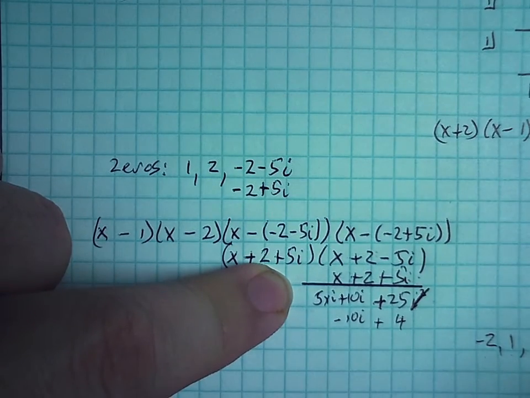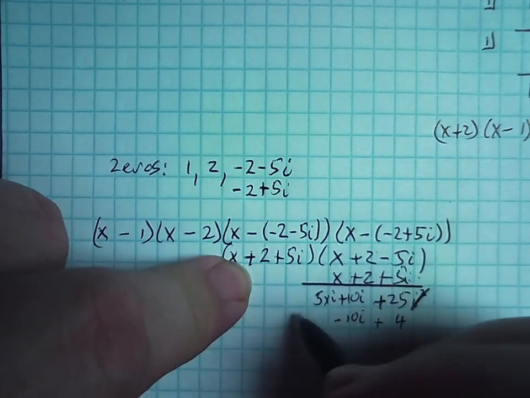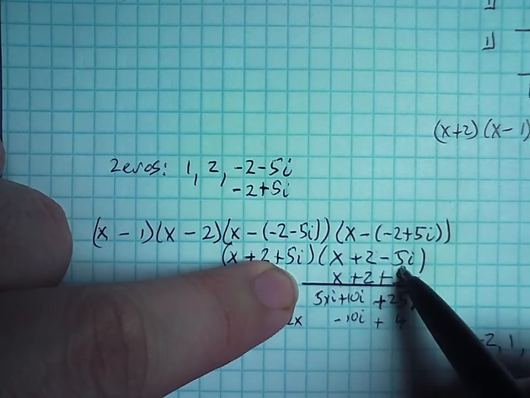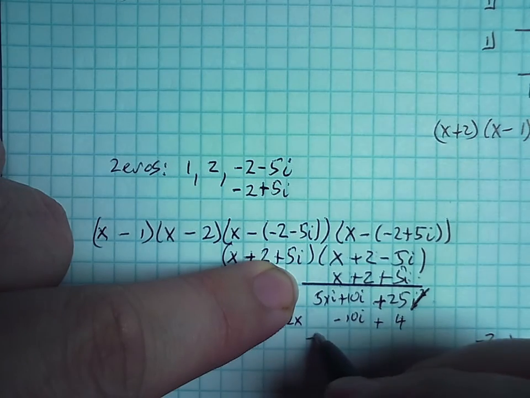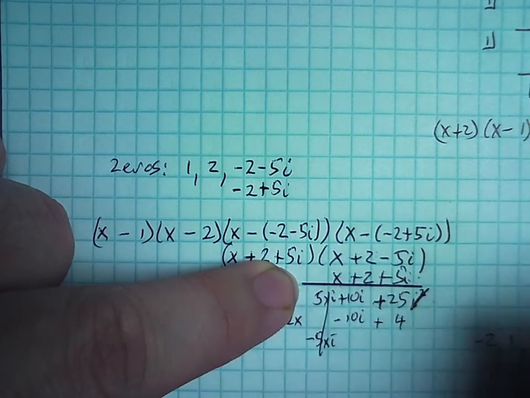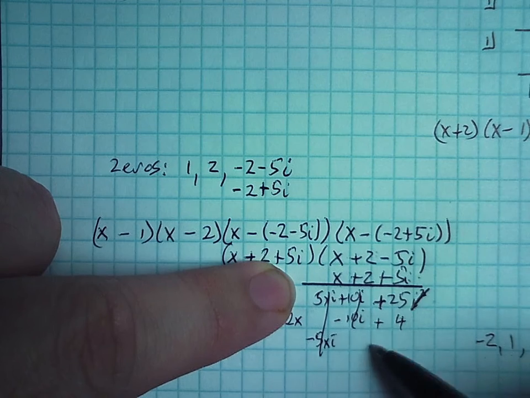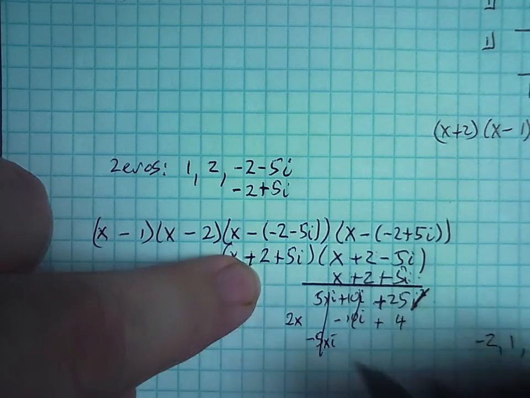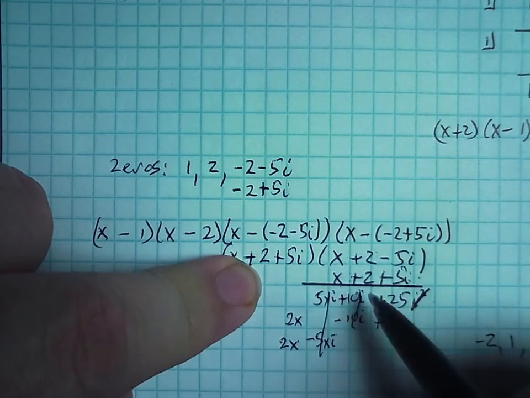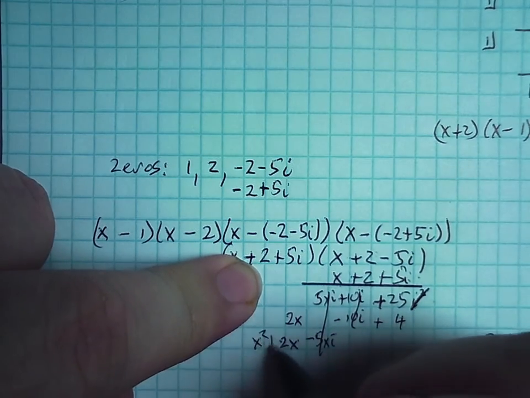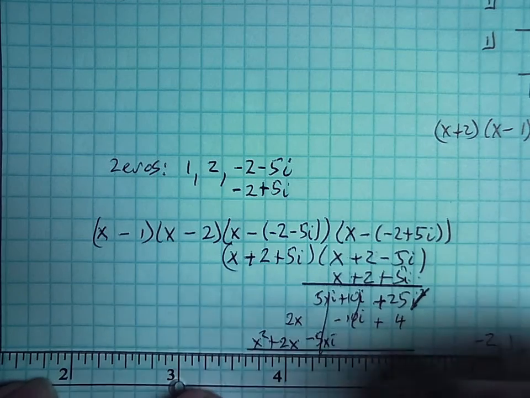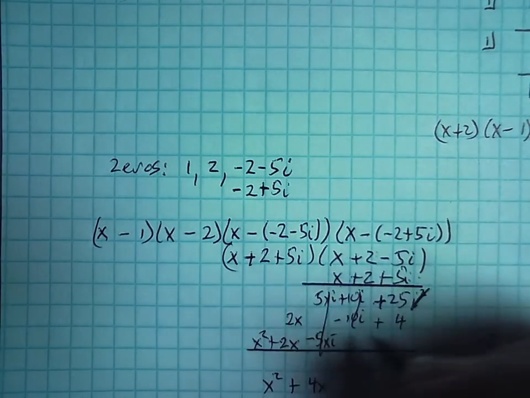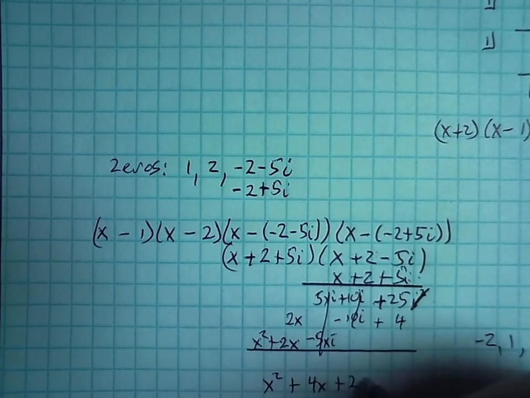So I'm going to put it over here in this column. 2 times x is 2x, which needs a new column. Then I multiply the x through. x times negative 5i is negative 5xi, which is going to cancel there. So see, all my i's are canceling out. x times 2 is 2x again. And x times x is x squared. So when I add all this up, I get x squared and 4x. Those are going to cancel, and 29.